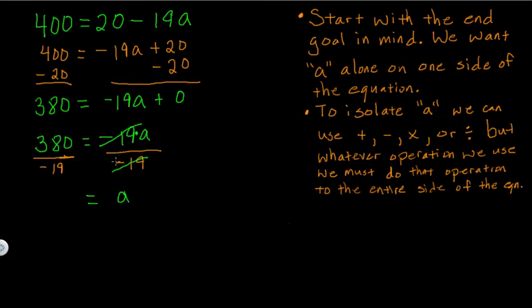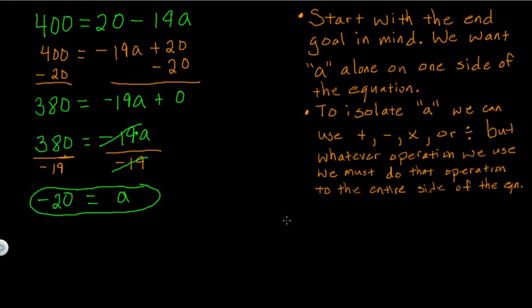And then on this side, we have 380 divided by negative 19. You should recognize that 19 is actually a factor of 38. 19 doubled is 38. So negative 19 going into 380 leaves us with a negative 20. And that is our answer for A.